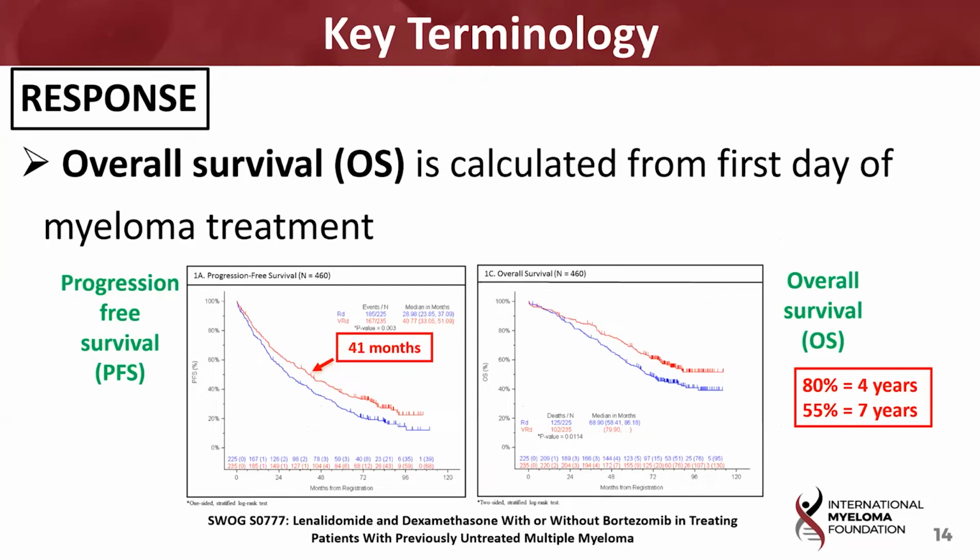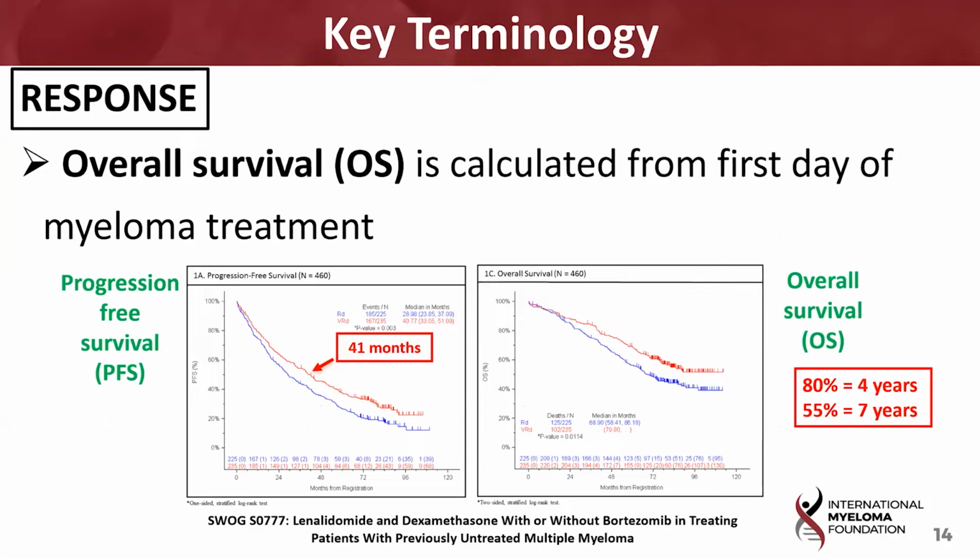The other thing that we look at is overall survival, indicated by OS, and you're going to see that a lot. This is calculated from the first day that your myeloma treatment started. These two graphs here are the sorts of things that you would see, and this is what is shown for Velcade, Revlimid, and Dex as a first treatment.